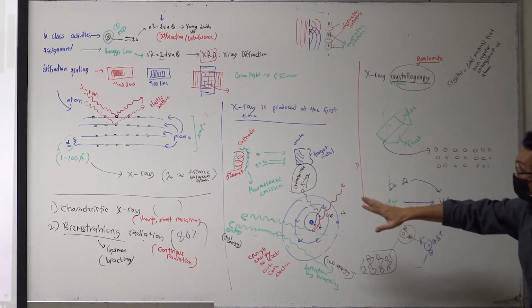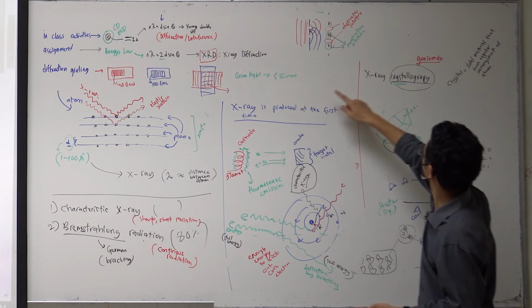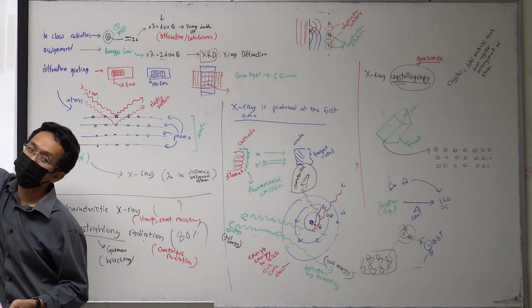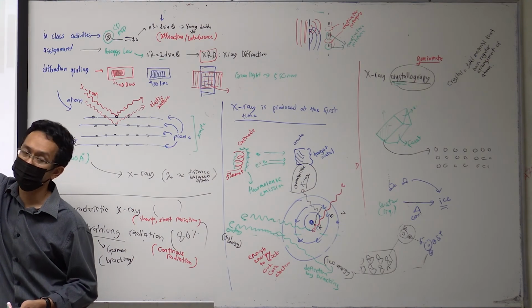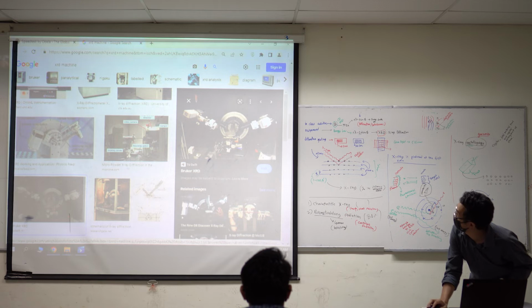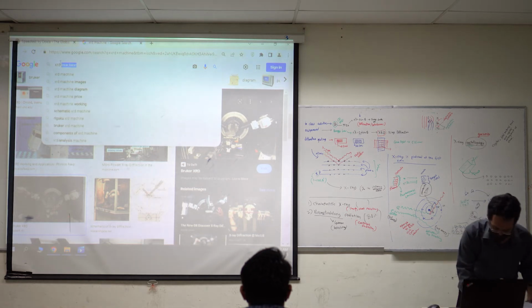So when it comes out and hits the sample, depending on the sample, if you have a crystalline sample, you get a very sharp image. Let's say I put XRD crystalline.